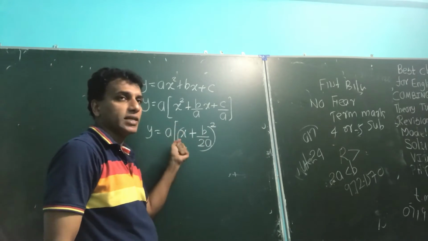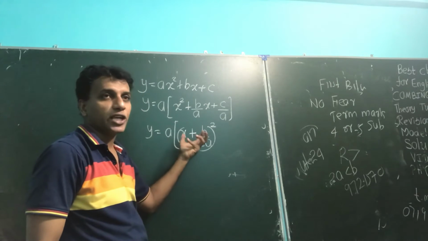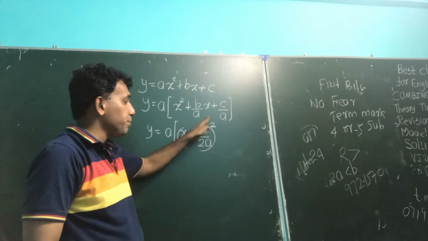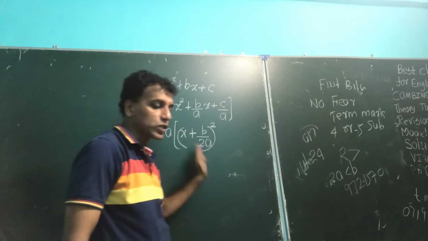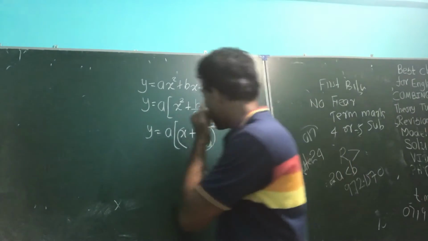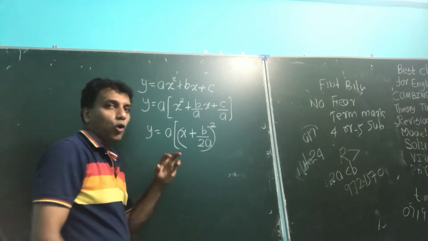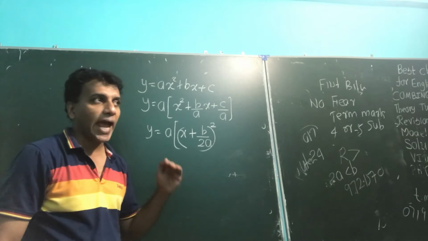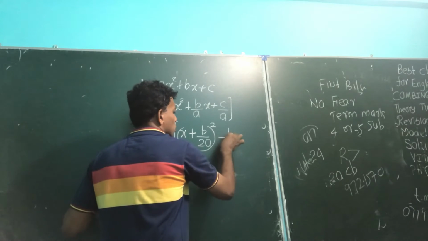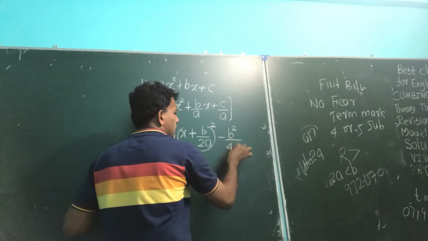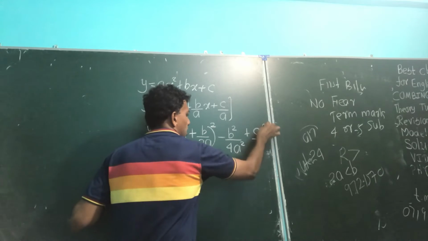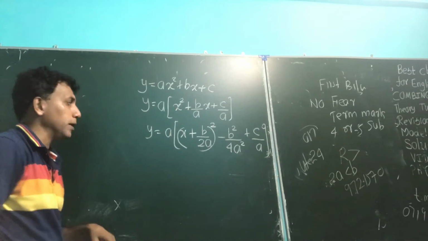Your complete square idea: this is a plus b, all things square. Then you have a square plus, multiply both and double, and b square over 4a square. That is not available, you see. B square over 4a square is an additional term. Therefore subtract that, right? Minus b square over 4a square plus c over a, okay? So what is that?